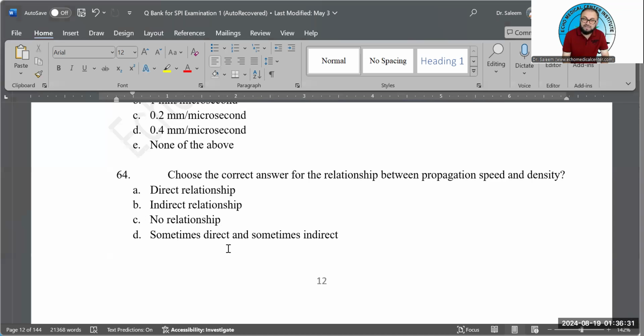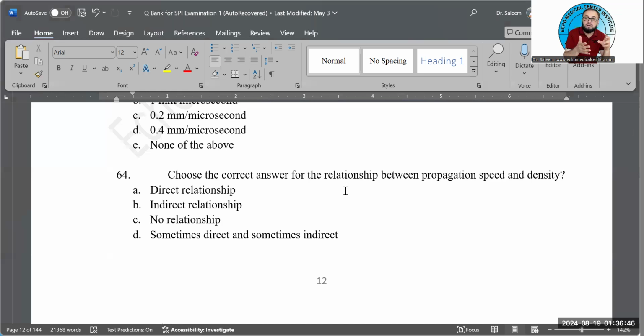You are absolutely right. It has an indirect relationship. B is the correct answer. Why? Because we have an extra formula for propagation speed: the propagation speed of sound is equal to the stiffness of the tissue divided by the density.